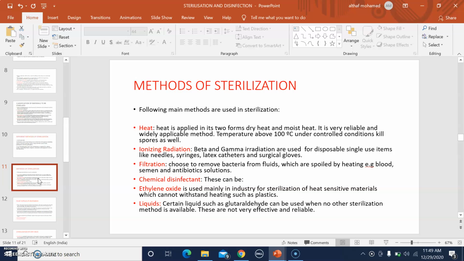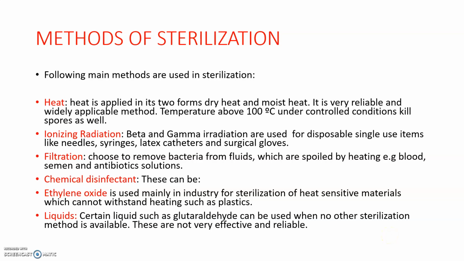So there are mainly four main methods of sterilization. What are the different methods? First one is heat. Heat is applied in two forms, either dry heat or moist heat. And it is a very reliable and widely applicable method. The temperature above 100 degrees Celsius under controlled conditions kills the spores as well.